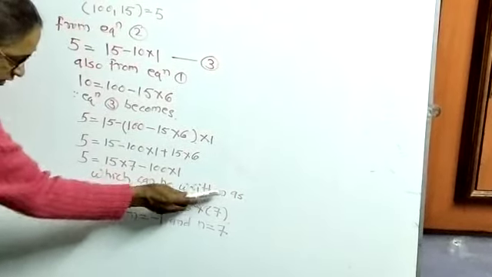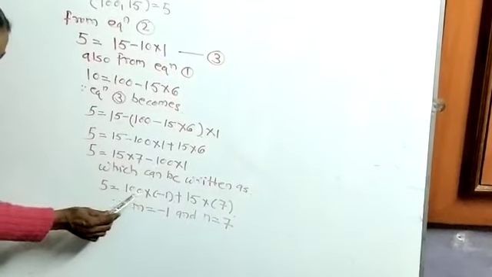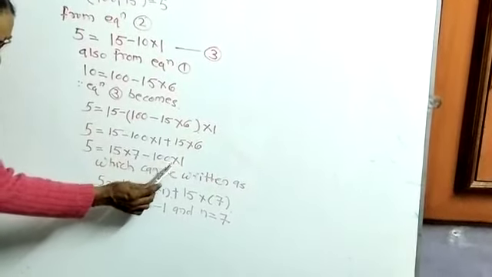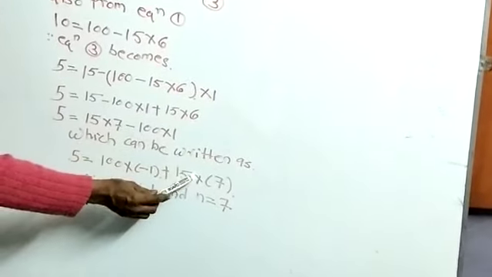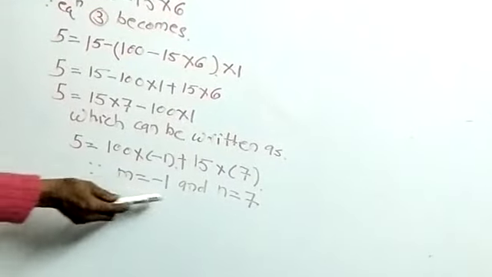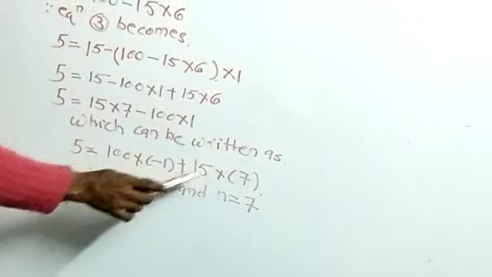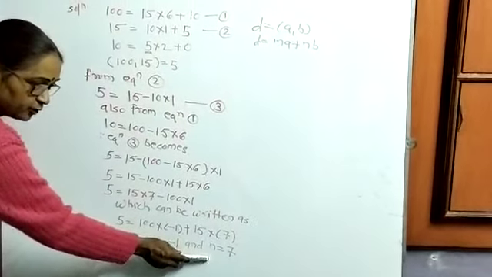So this can be written as 5 equals 100 into minus 1 plus 15 into 7. Which means we get m equals minus 1 and n equals 7. So in this way we find m and n.